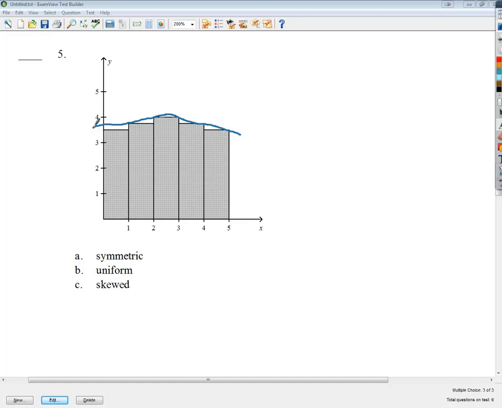So that's it. Frequency tables, histograms, not that big of a deal. I'm sure you'll do fine.